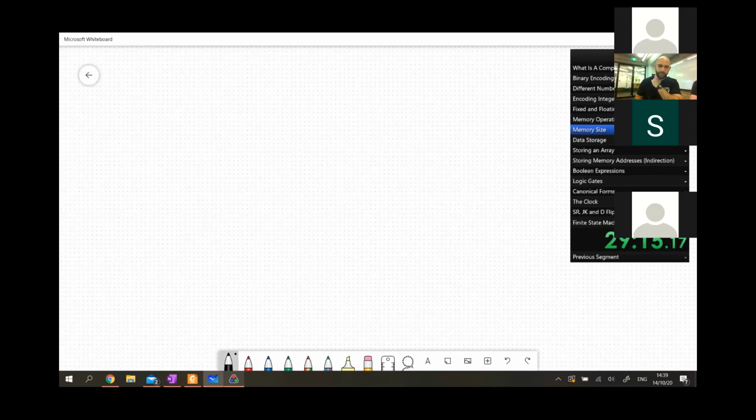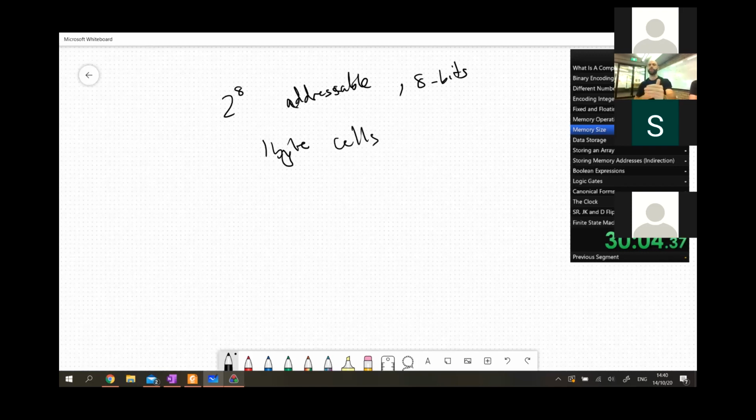Memory size, half an hour mark. So memory size is basically just looking at how many cells you have, how many addresses you have, and how big each of those cells is, and multiplying them together. All right. So if you've got something that has 1,000, oh, it's not going to be 1,000. It's going to be like 2 to the 8 addressable memory. So you've got 2 to the 8, or 8-bit addressable memory. It means that you're going to have 2 to the 8, so 256 memory locations. And if it says 1 byte cells, then you know you've got 256 addresses and they're each 1 byte. So you've got 256 bytes. All right.